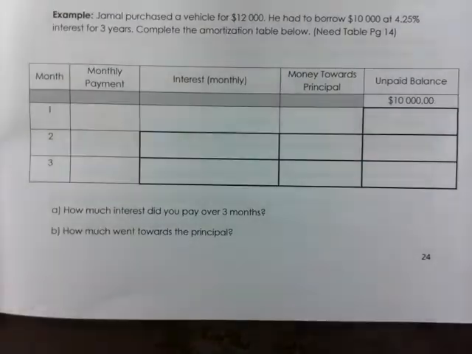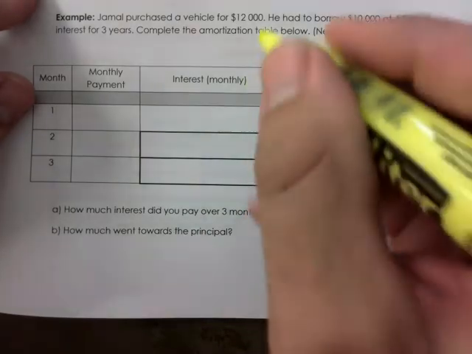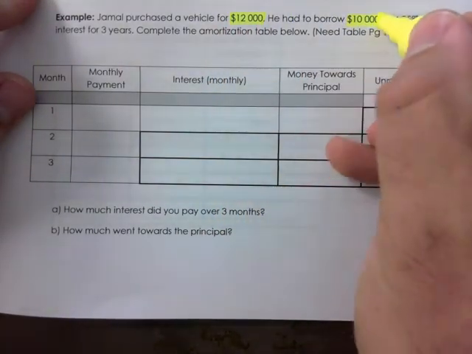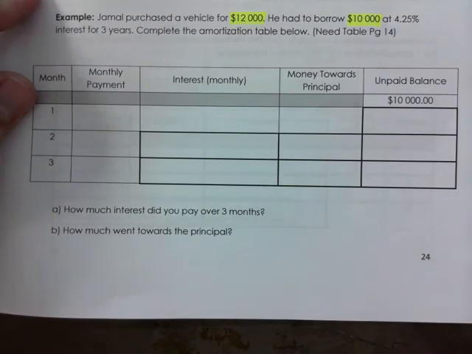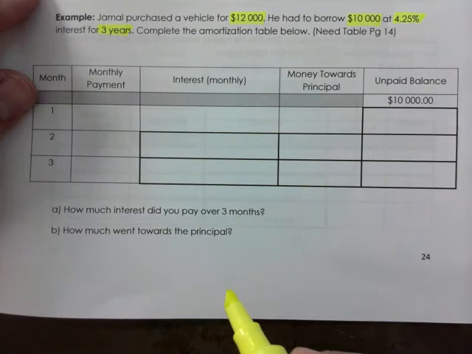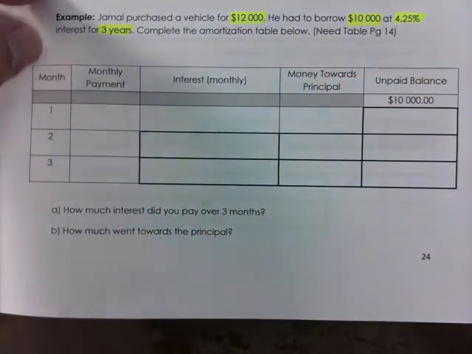Let's do the first example. Jamal purchased a vehicle for 12 grand. He had to borrow 10 of that. Why? What happened there? 12,000 the car, needs to borrow 10. A $2,000 down payment happened. That's what happened. 4.25% for 3 years. Complete the amortization table below.